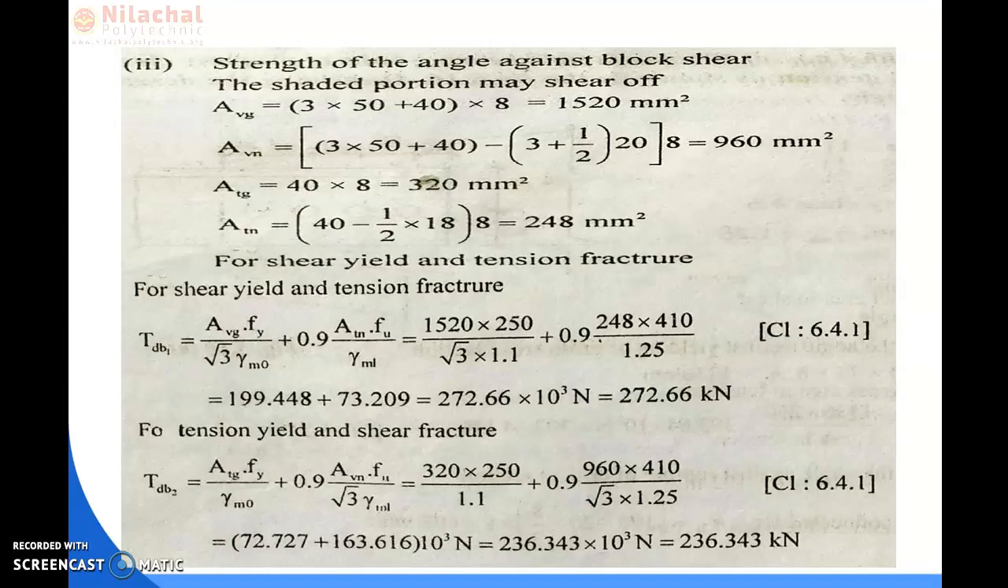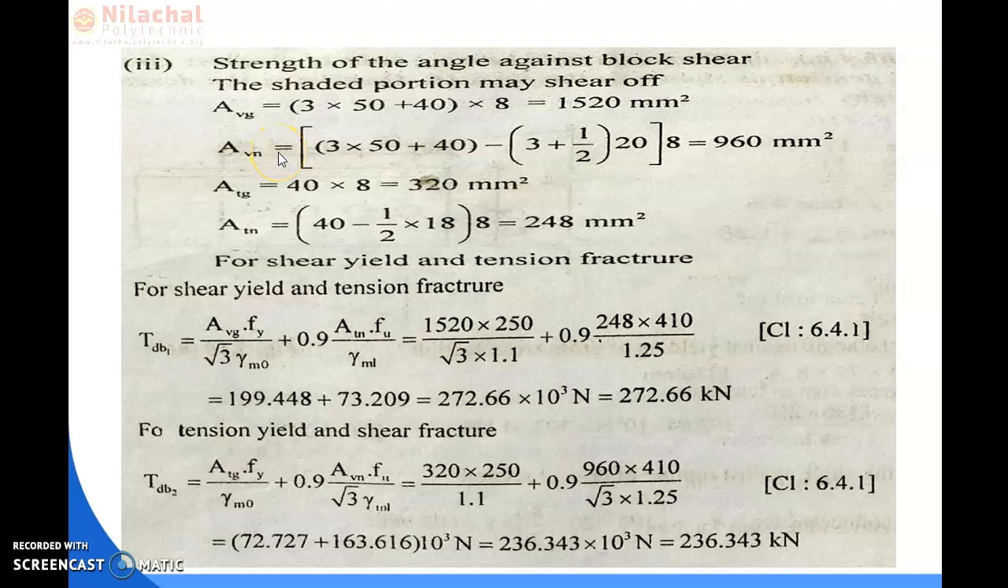So by multiplying 3.5 with the diameter of the bolt hole and deducting this from the total width of the block shear along the V line and multiplying with the thickness of the angle section, we can find out the value of AVN. So by calculating this, we got the value 960 mm square, which is the value of AVN.